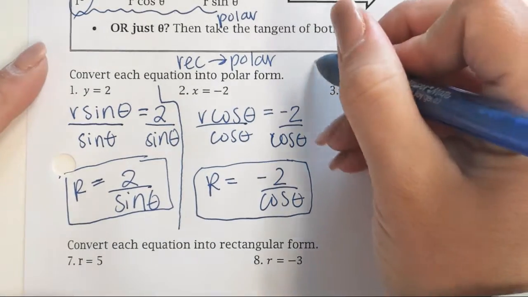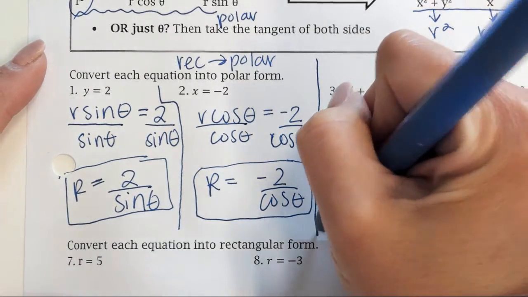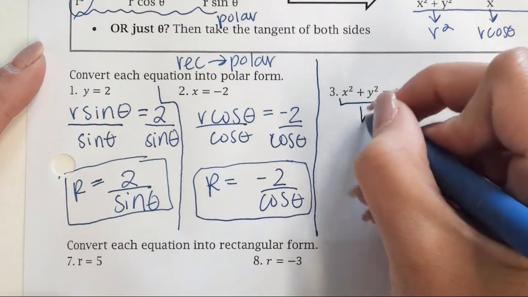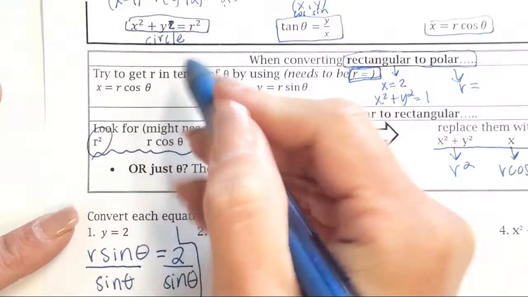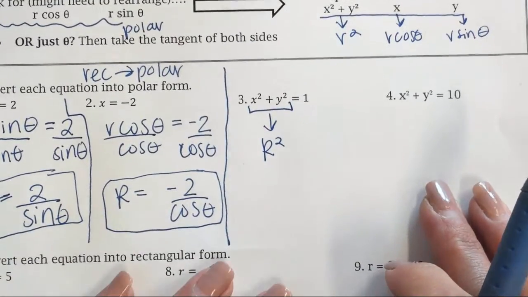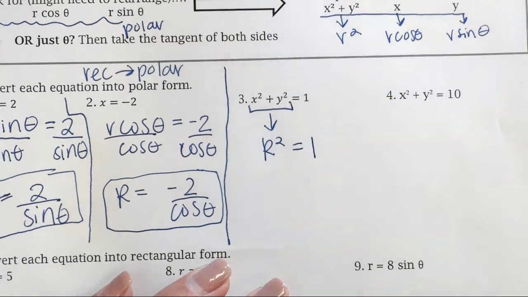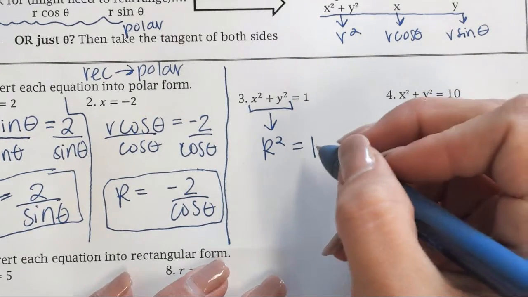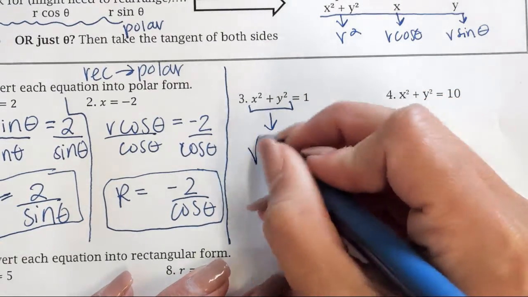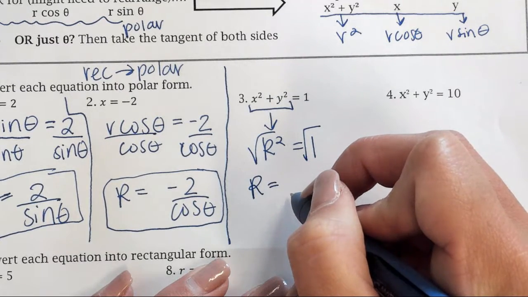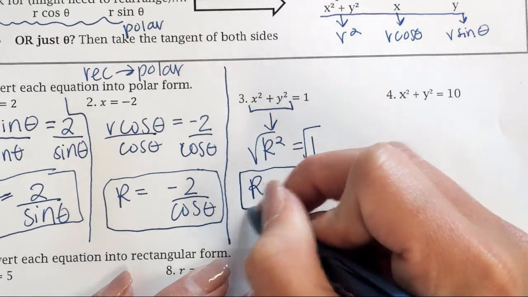Alright, what about this next one? It has x squared plus y squared. What is that the same thing as? r squared. Very good. And where does that come from? This equation right here. x squared plus y squared is the same thing as r squared. So we got r squared equals 1. We just need to solve for what? How do we solve for r in this one? Square root of both sides, right? So we have r equals, very good.